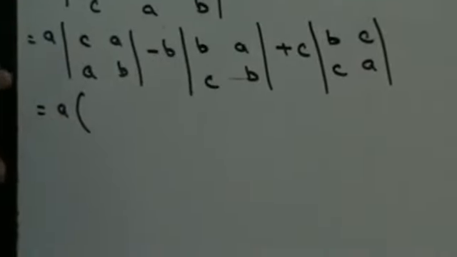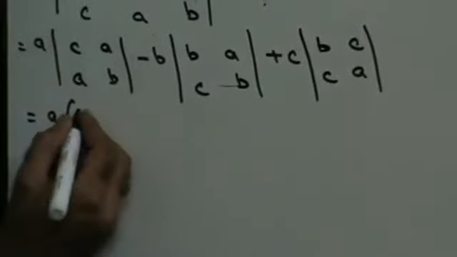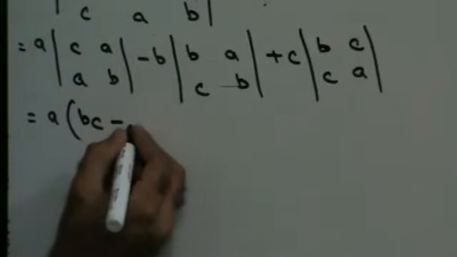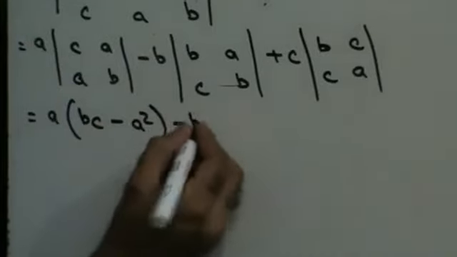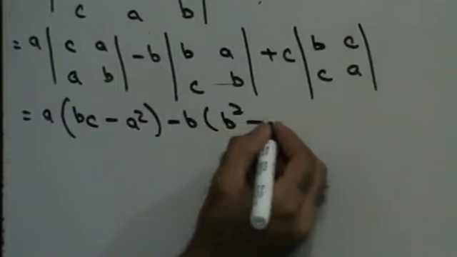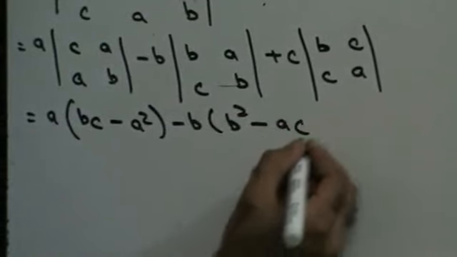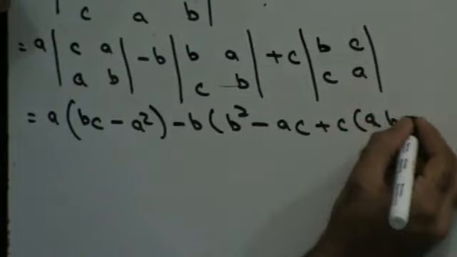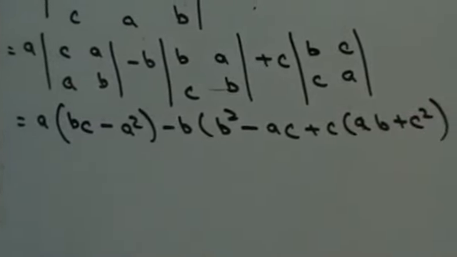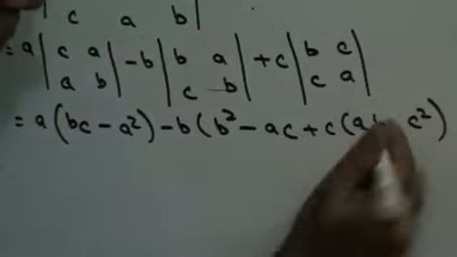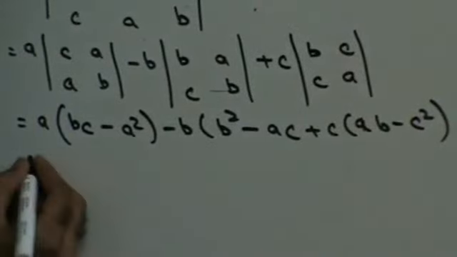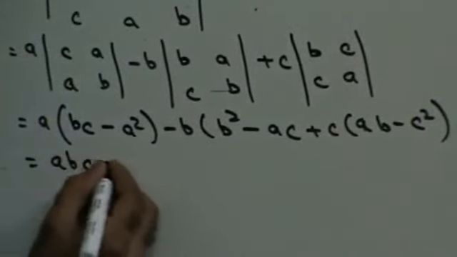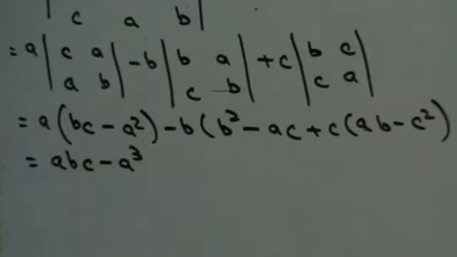How do I solve a 2 by 2 determinant? Product of the principal diagonal minus the other diagonal. That means this will be A times (BC minus A square), minus B times (B square minus AC), and plus C times (AB minus C square). Product of principal diagonal minus other diagonal. So this is going to be ABC minus A cube.